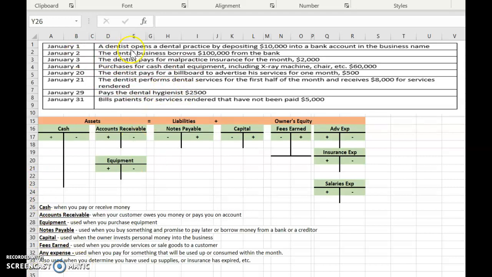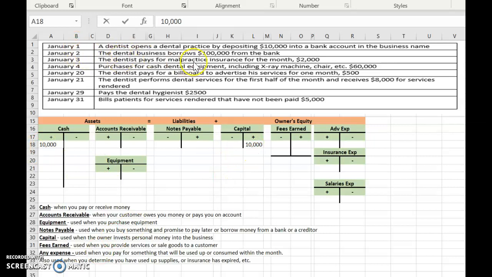January 1st, the dentist opens the dental practice by depositing $10,000 into a bank account in the business name. This is the dentist putting personal money into his business as an investment. So if you look at the word capital here, it is used when the owner invests personal money into the business. This dentist put in $10,000, so we increase capital on the right side. He put $10,000 into the business, so that means that cash increased, and it increases on the left side, which is a debit. So this first journal entry says debit cash, credit capital.